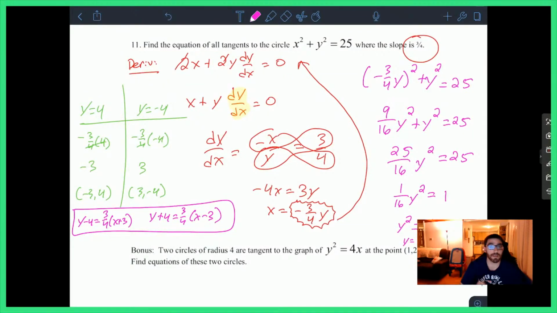And they're tangent to the x squared plus y squared equals 25 conic. So problem done. All set.